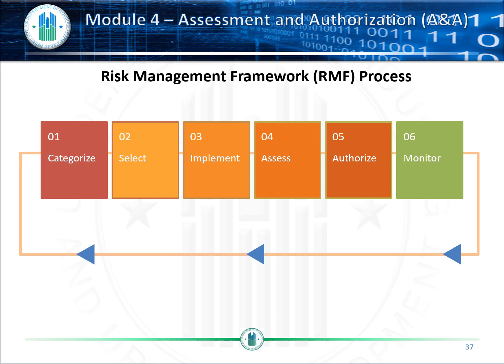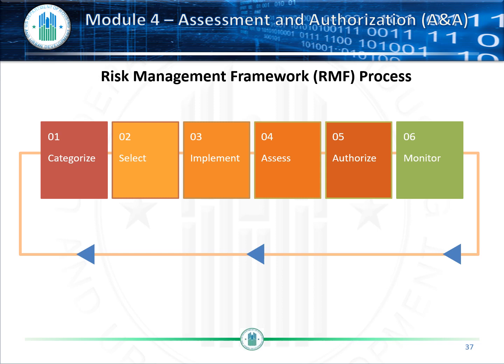5. Determine risk to organizational operations and assets, individuals, other organizations, and the U.S. If acceptable, authorize operation. And 6. Continuously track changes to the information system that may affect security controls and reassess control effectiveness.